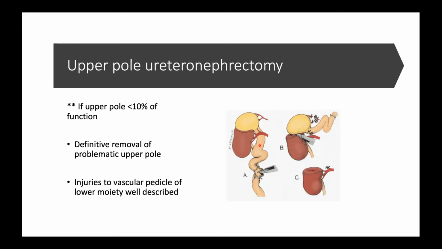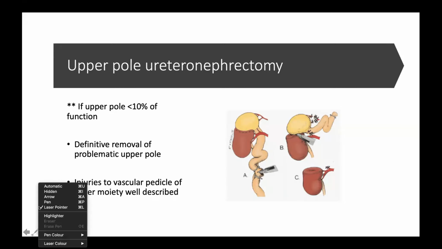And it's important that you resect all of the upper pole parenchyma, because if you don't, the remaining parenchyma will continue to secrete a bit of urine, and you can get urinomas and other irritating problems.